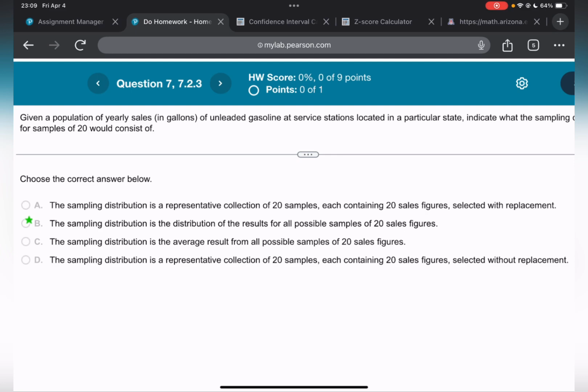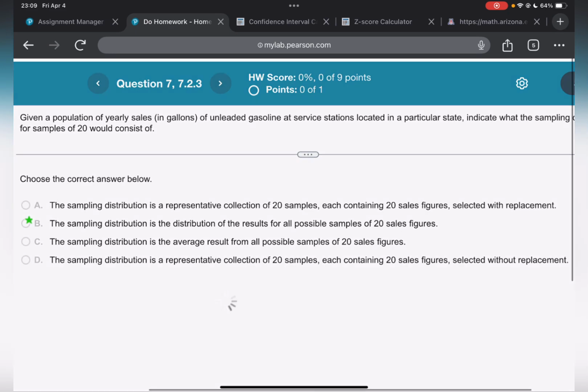What is A? Sampling distribution is a representative collection of 20 samples, each containing 20 sales figures selected. Okay, this is nonsense. C, sampling distribution is the average. No, it's not an average. And D, the sampling distribution is a representative. No, it cannot be representative. It's a distribution of all the 20 sales figures.